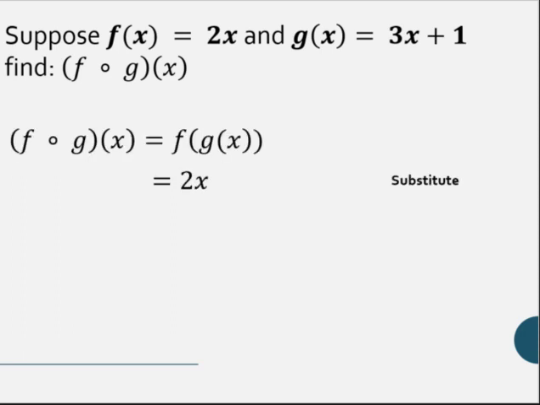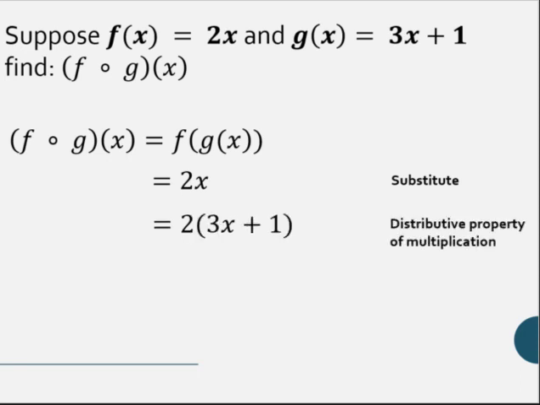First, we are going to write the value of f of x, which is 2x. And then for every x in the equation, we are going to substitute the value of g of x. So 2 times the quantity of 3x plus 1. And then we are going to apply the distribution property of multiplication. 2 times 3x equals 6x, and 2 times 1 equals 2.